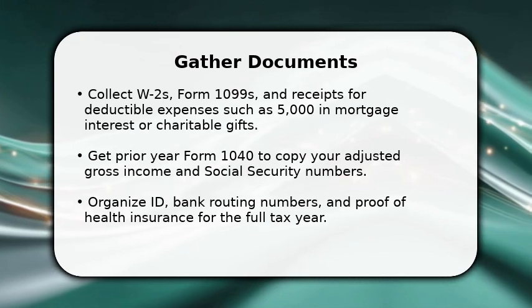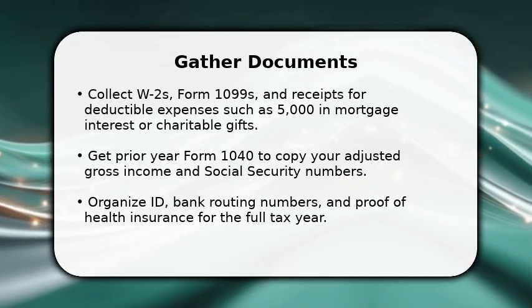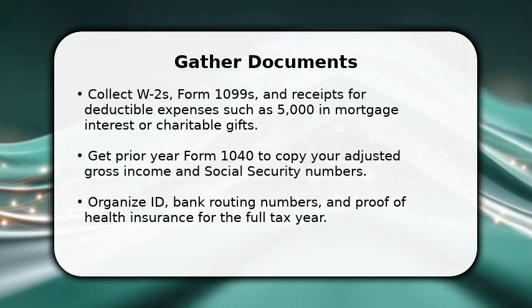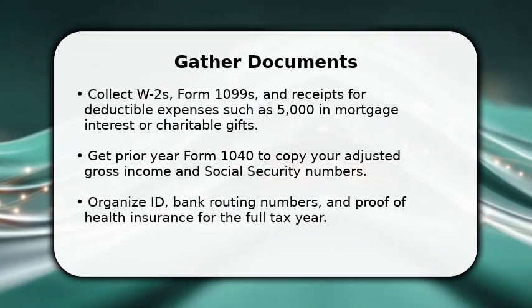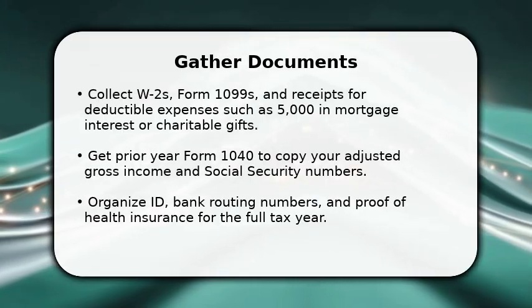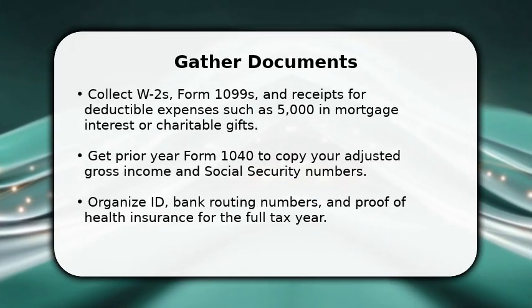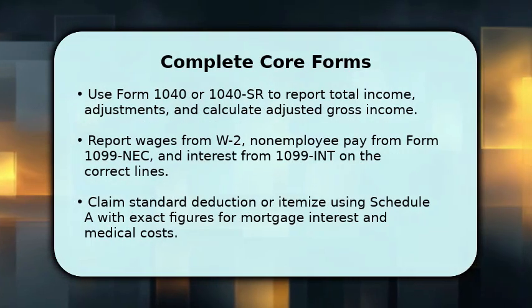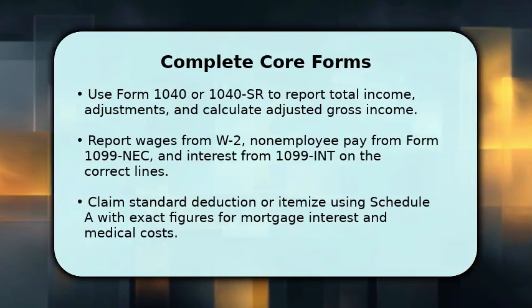Retrieve last year's Form 1040 to confirm your prior adjusted gross income and Social Security numbers. Also have your government ID, bank routing and account numbers for direct deposit, and proof of health insurance coverage for the full tax year.